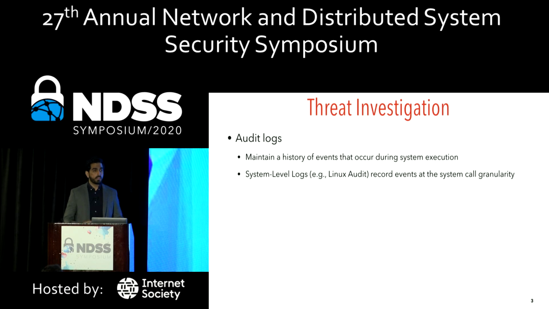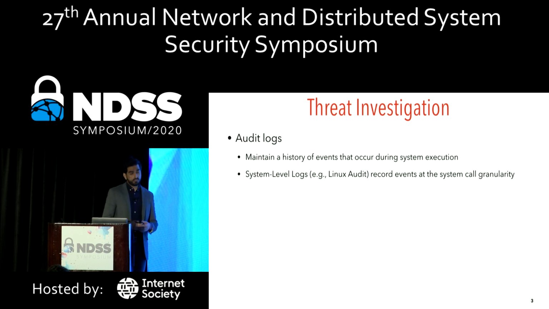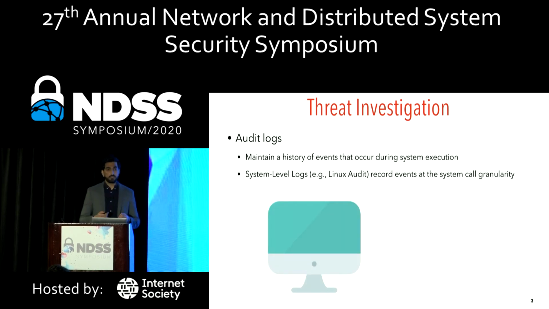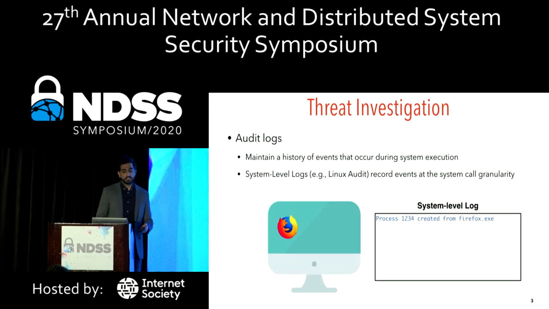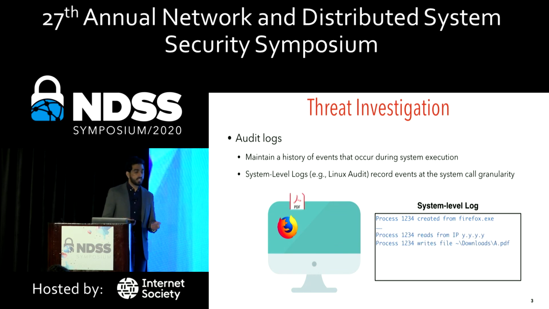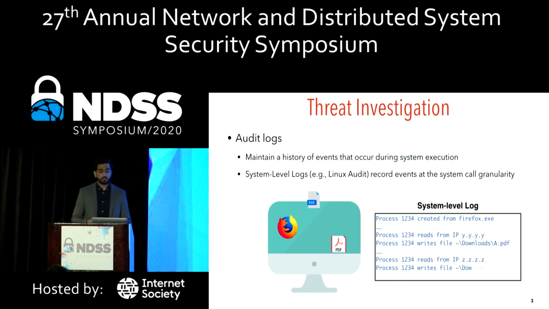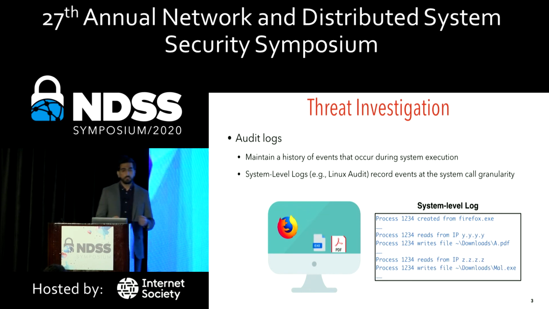One of the ways to detect attacks or threats is to use audit logs. Audit logs basically maintain a history of system execution. System-level audit logs are usually collected by intercepting system calls. For example, if a user starts a Firefox process, and this Firefox process downloads a PDF file, and afterwards downloads a mal.exe file, then the system log of this whole execution is shown on the slide.